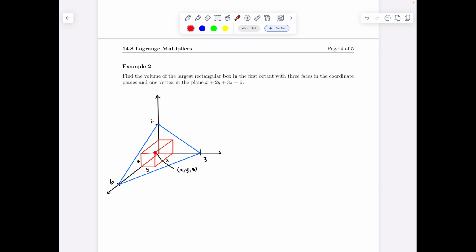This vertex here is determined by the equation of the plane that's given in the problem. That ends up being our constraint equation. And as you change the location of this blue vertex, say you drag it to the right to a different point on this plane, that will obviously change the dimensions of your box and consequently change the volume. So we're trying to figure out where the optimal place is to put this point on the plane so that the volume is maximal.